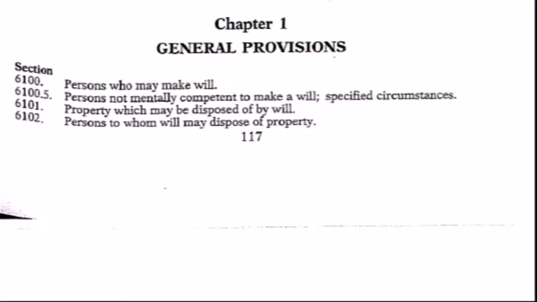Persons not mentally competent to make a will, specified circumstances. Now that sounds exactly like what we mean and was obviously added. I say obviously because of the .5. Was obviously added to clarify a little bit of what was meant by sound mind. So next I'm going to turn to section 6100.5.